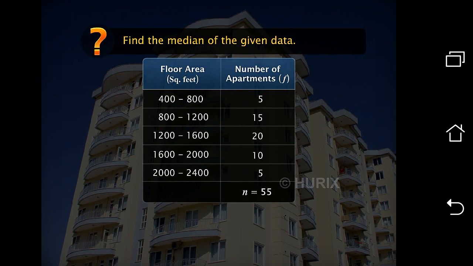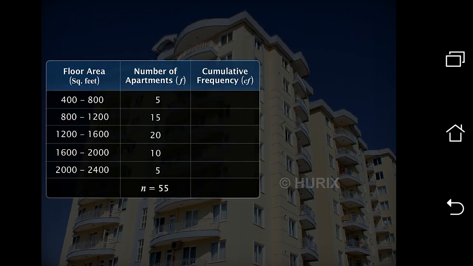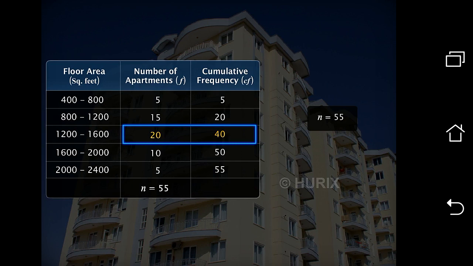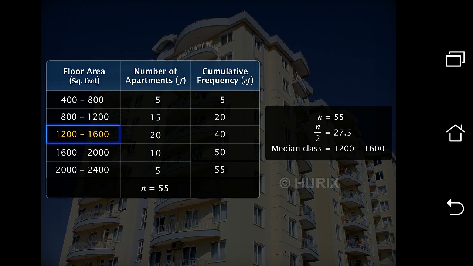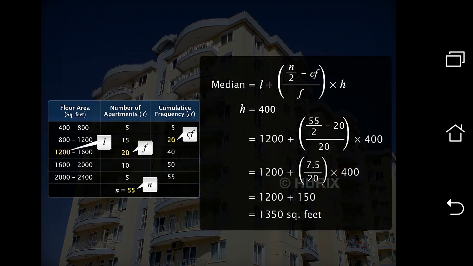Let's take another data set and find its median. We find the cumulative frequencies and then identify the median class, that is, the class whose cumulative frequency is greater than and close to n divided by 2, which is equal to 27.5. The class whose cumulative frequency is greater than and close to 27.5 is 1200 to 1600. Next, we use the formula to find the median to be 1350. So, about half of the apartments are of size less than 1350 square feet, and about half of the apartments are of size more than 1350 square feet.